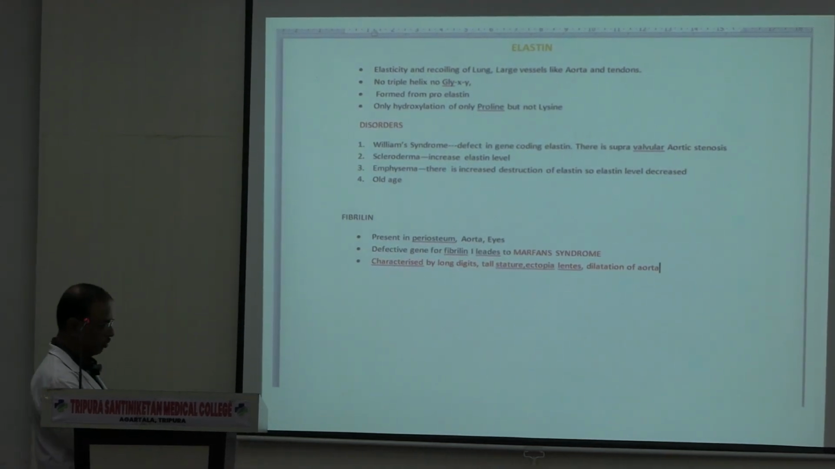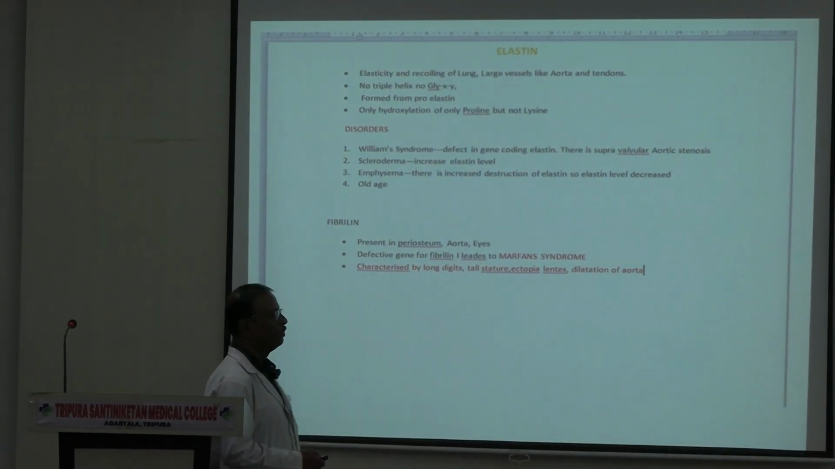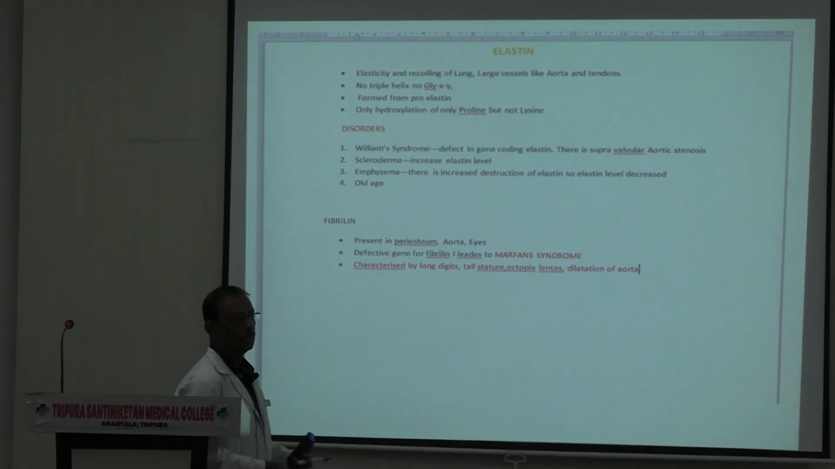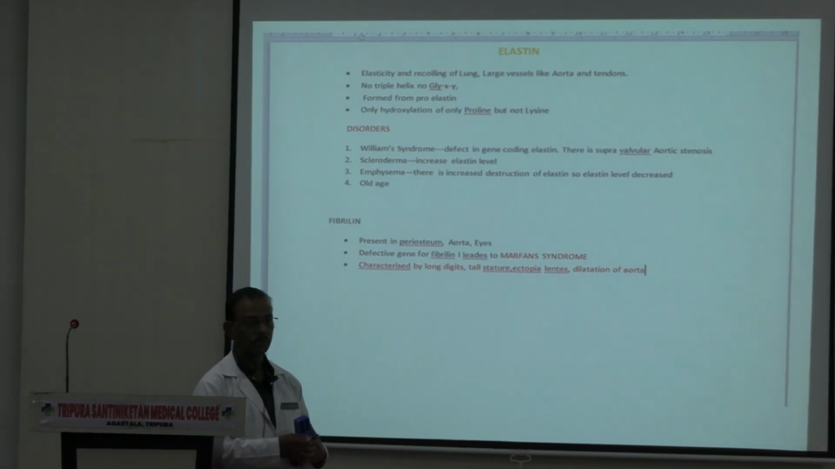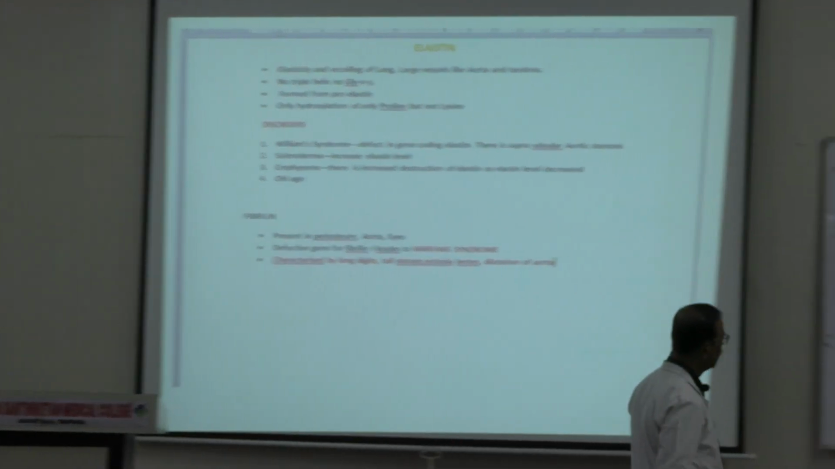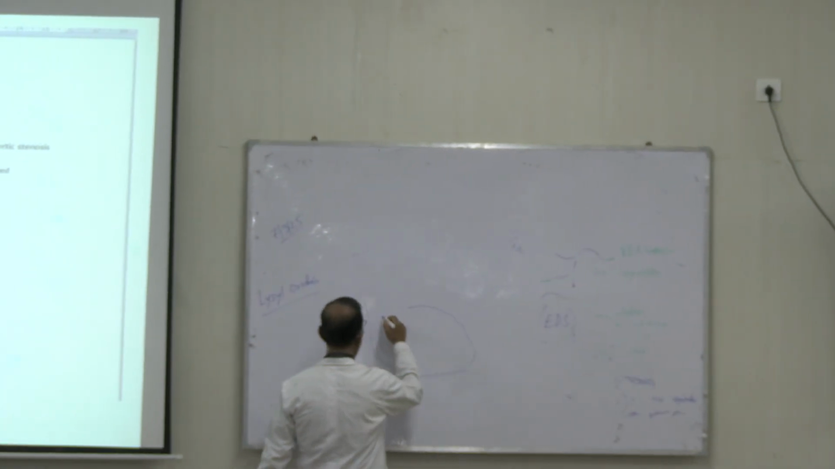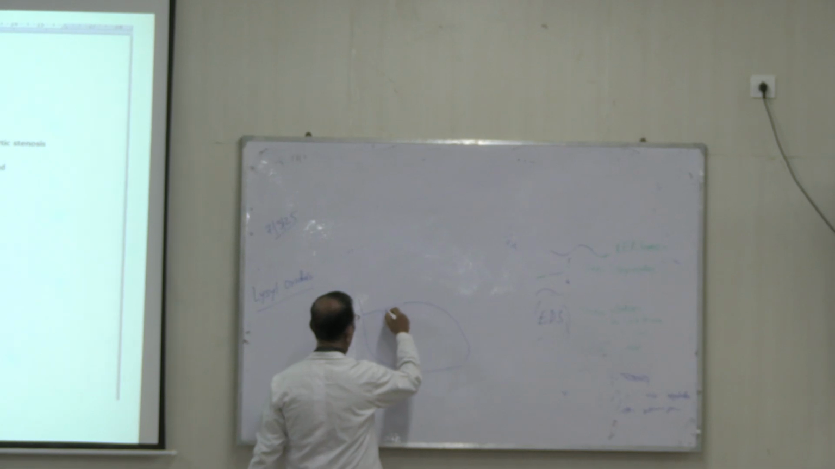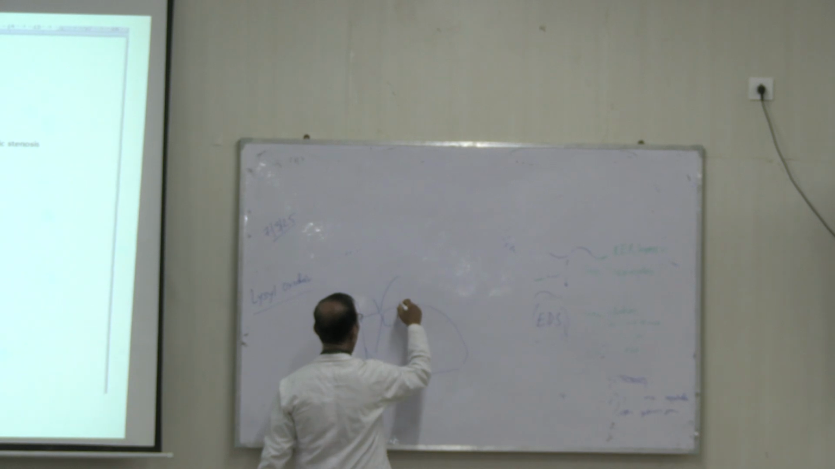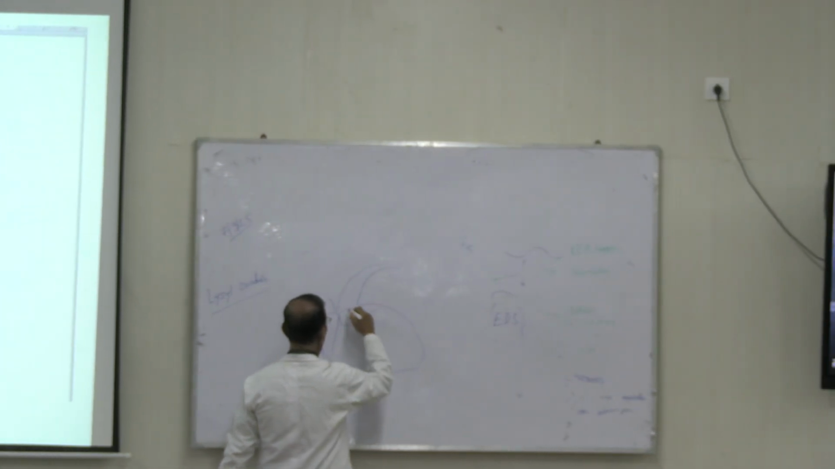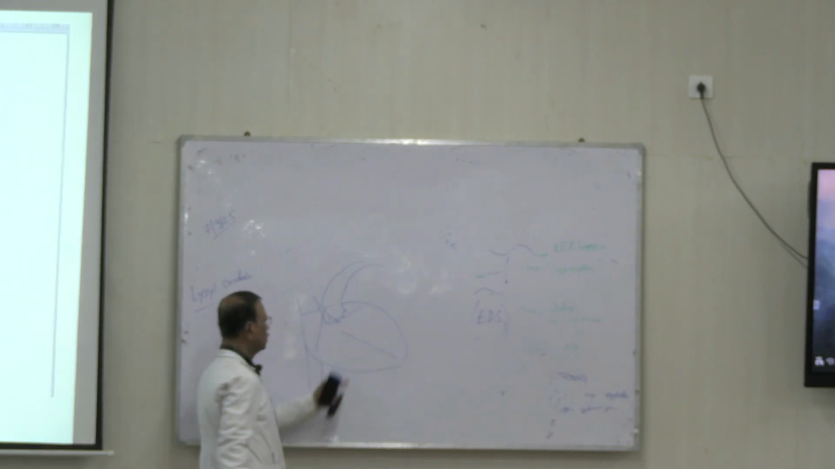Now the disorders: Williams syndrome. This is due to a defect in the gene coding elastin. There is supravalvular aortic stenosis. Now in the heart there are valves. Have you heard of the heart? So this is the left.